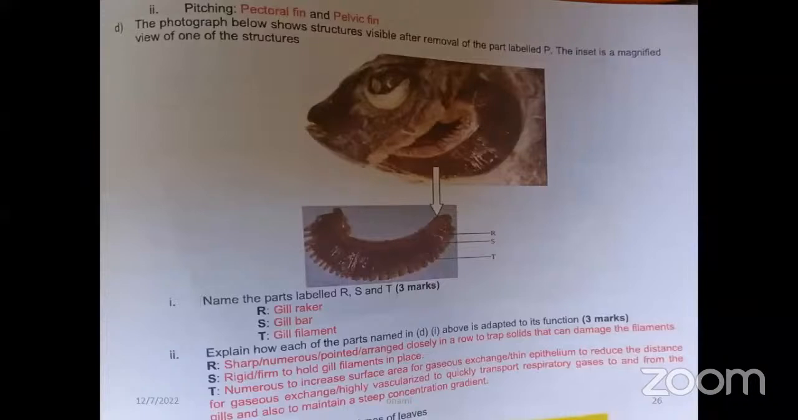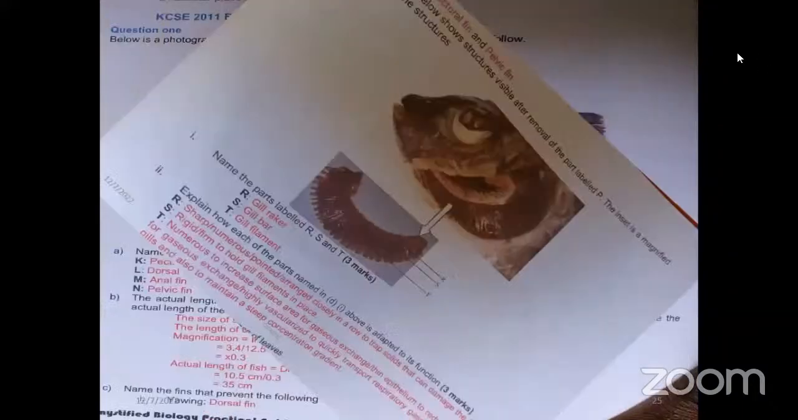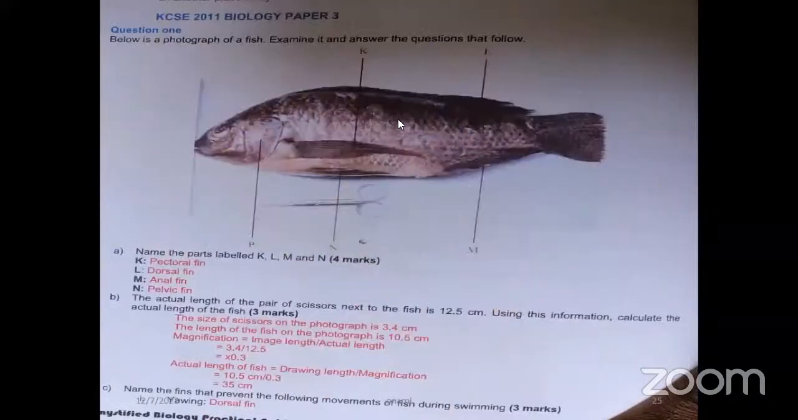And another question you can be asked here is to explain how each of the parts above is adapted to its functions. So that one, I want to get it from you. I want to ask the adaptation of the parts first, and then I will also ask you a different way in which that question can be asked. So how are the gill bar, the gill rakers, and the gill filaments adapted to their functions? Somebody?